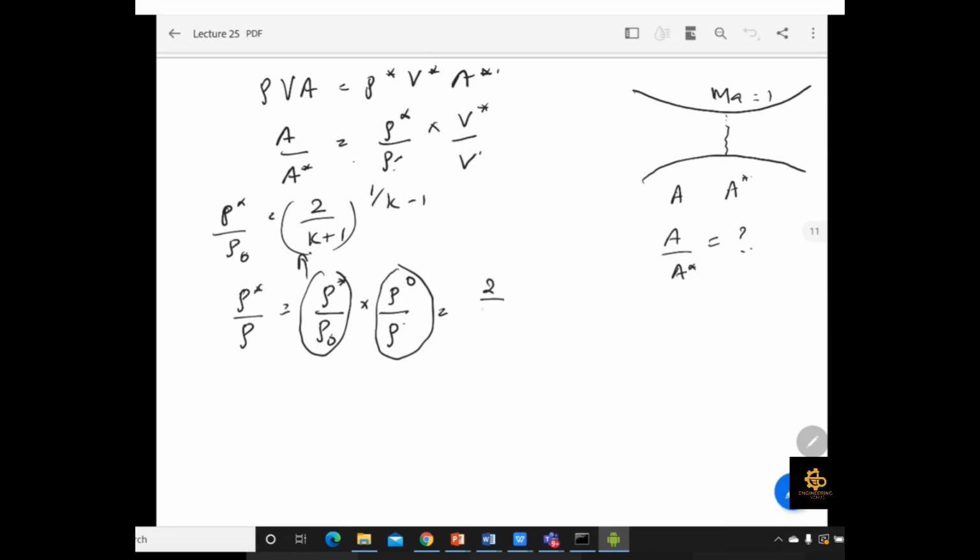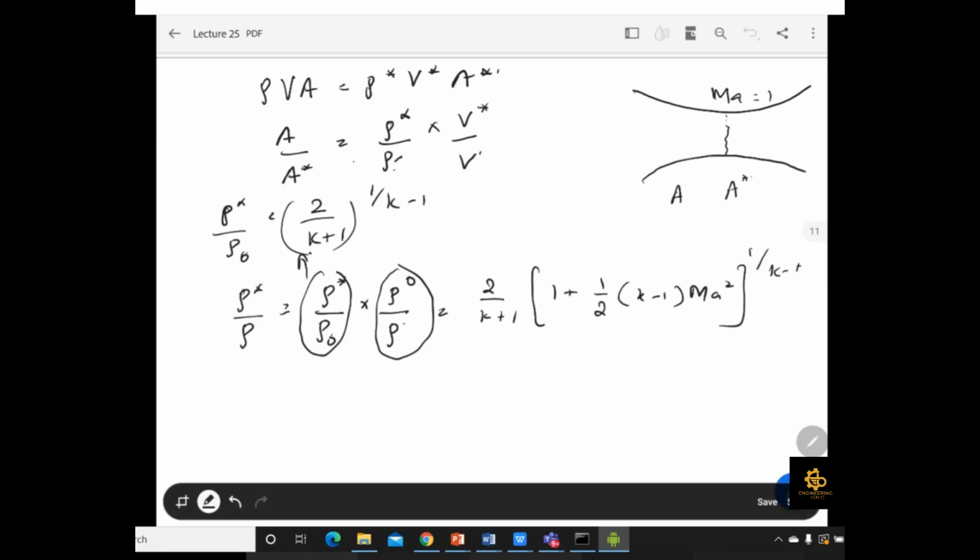So 2 divided by k plus 1, times 1 plus 1 by 2 (k minus 1) M squared, all to the power 1 divided by k minus 1. This is the value of rho star divided by rho, by simply putting the two different equations together. Now we have to find V star by V also, and then we get the A by A star.